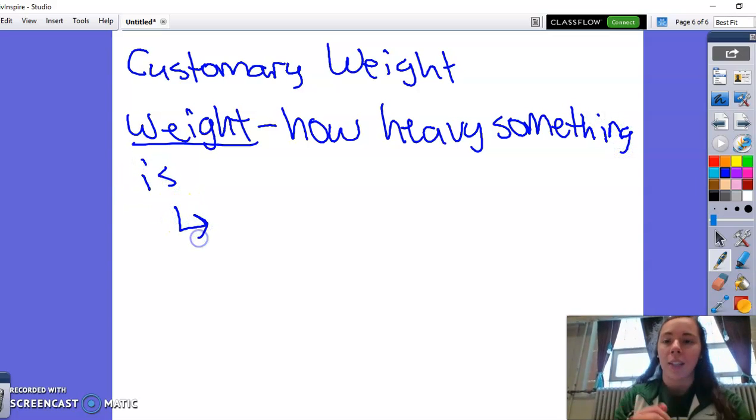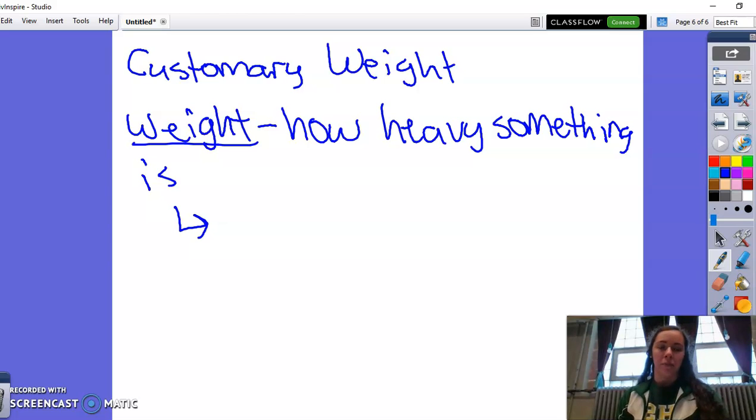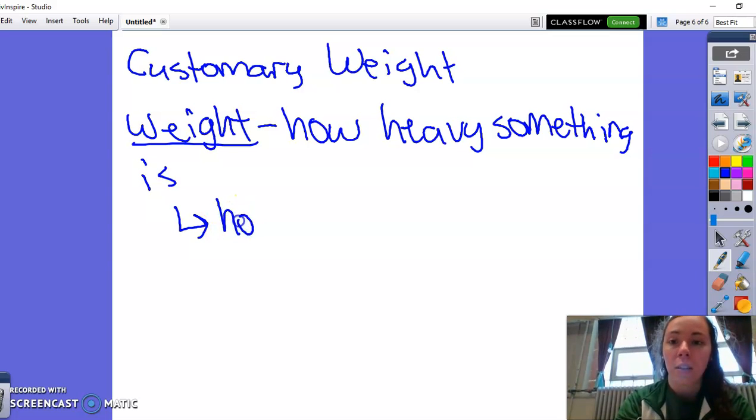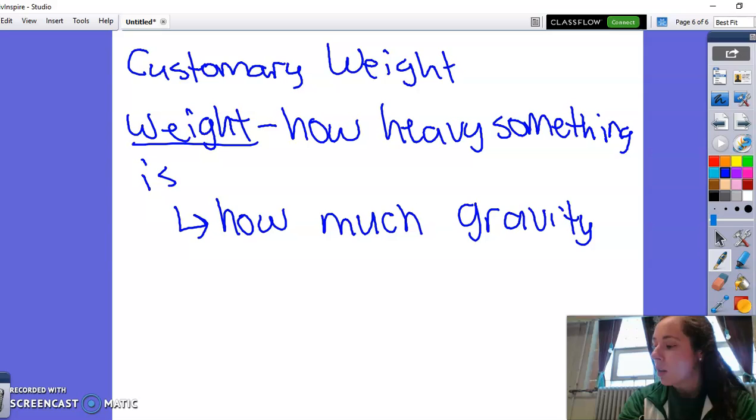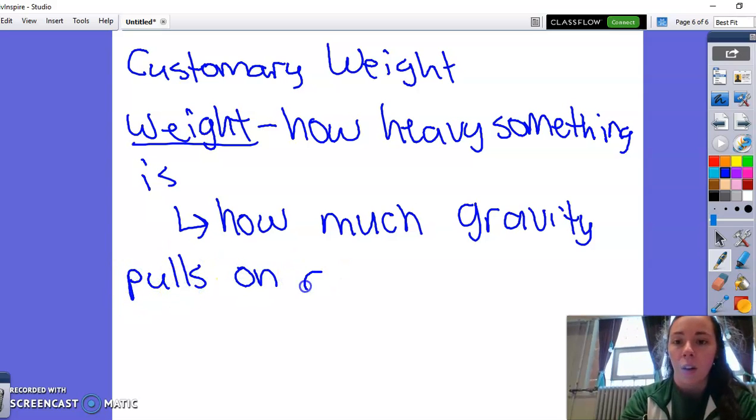But scientists would have a little bit different definition for it. And even though we're not talking about science, this is really good connecting between those two subjects. Scientists talk about weight as being how much gravity pulls on an object.